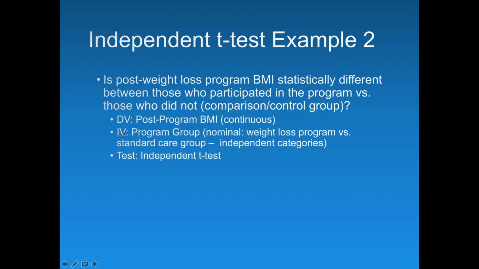So program group would be the IV, it's measured nominally, and the two categories are the weight loss program versus that other group that we have hanging out waiting. Since these two groups are independent, you can't be in the program and not be in the program at the same time. This is an independent t-test.